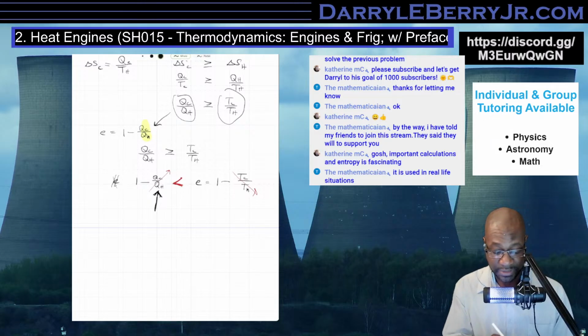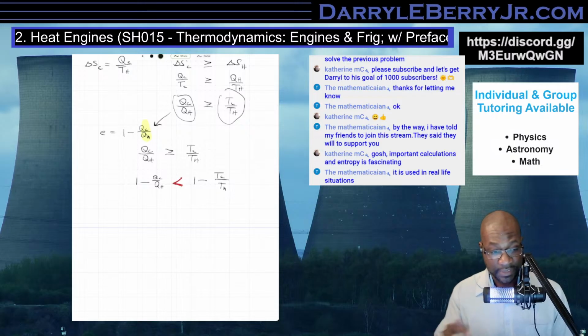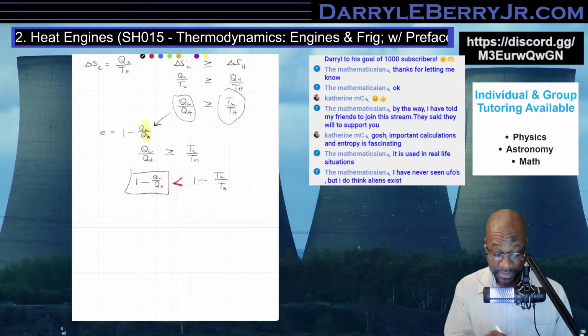So if I erase these E's, we see that 1 minus QC over QH is going to be smaller than 1 minus TC over TH, right? So that means that E, because remember this is E, is going to be less than or equal to 1 minus TC over TH. And this is basically the equation that, TC over TH.